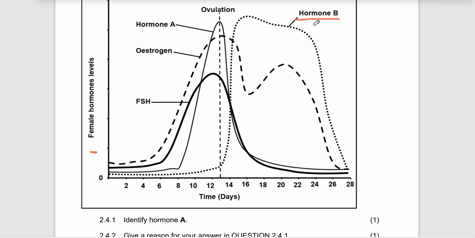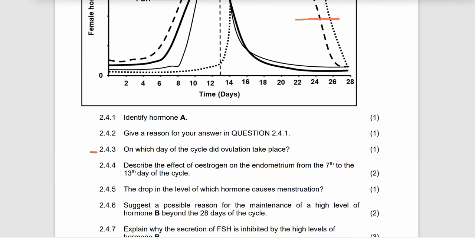So after the ovulation day, the levels of estrogen go down and the levels of progesterone start to kick in, so that you can maintain the endometrium since the egg has already been released. And that's how it goes. So let's move downwards. That's hormone B, which is the progesterone.